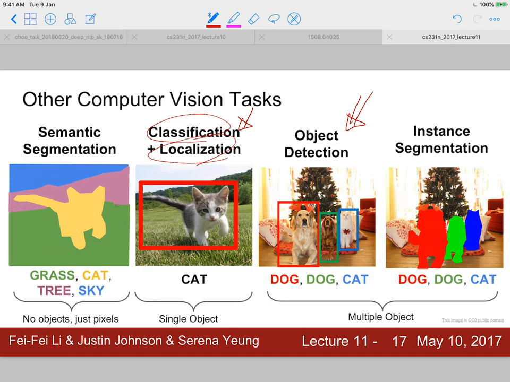In a single image, we can have different numbers of answers. So in this case, we have three answers because there exist three different objects.